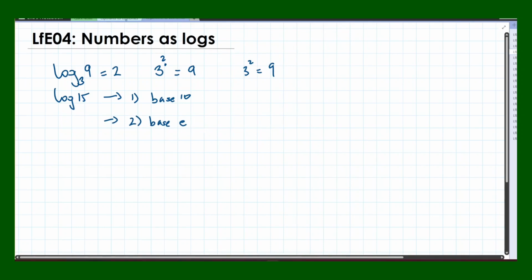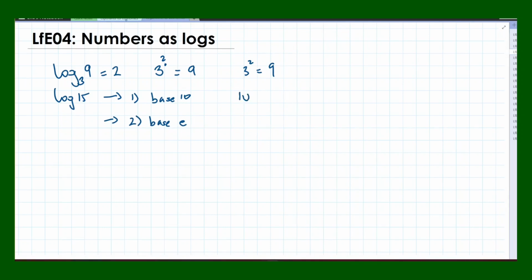So if it was base 10, then the question is, what power do I need to raise 10 to so that the answer is 15? Now, 15 is not an exact power of 10, so it's not a power of 1, 2 or another whole number. So I need to enlist again the help of the calculator. I need to pick up the calculator, put in log base 10, and then calculate what log base 10 of 15 is equal to.